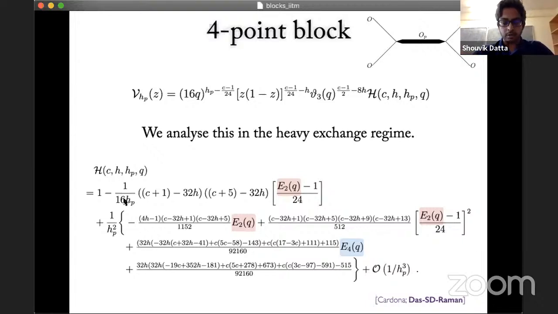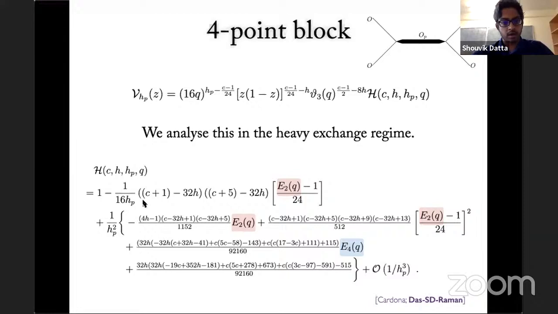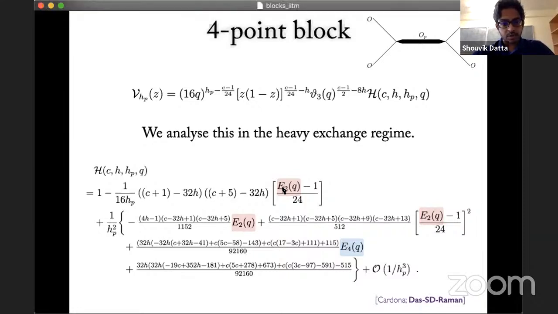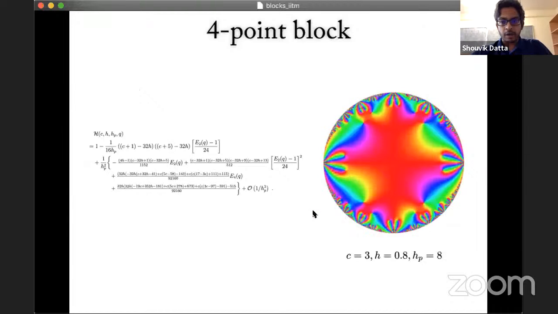We use Zamolodchikov's recursion in order to calculate this. What we see is that each order in the 1/h_p expansion can be written in terms of the Eisenstein series, its powers and its products, basically in terms of polynomials of E2, E4, and E6. So each order is now known in closed form. Since the Eisenstein series are non-perturbatively known on the unit disk, one can just plot the conformal block in this regime and obtain this plot here.